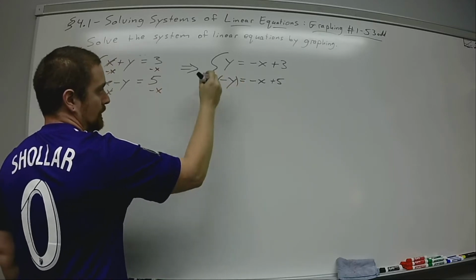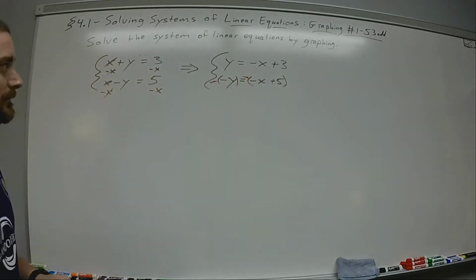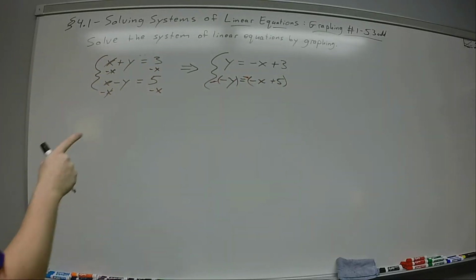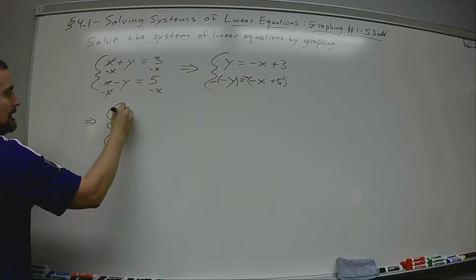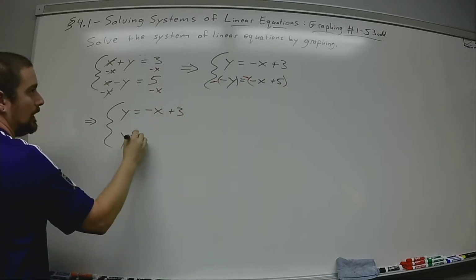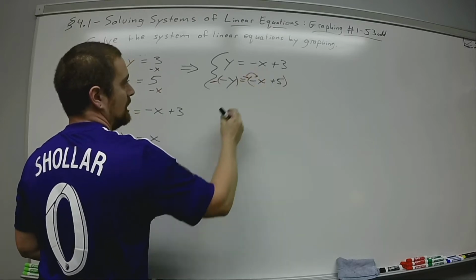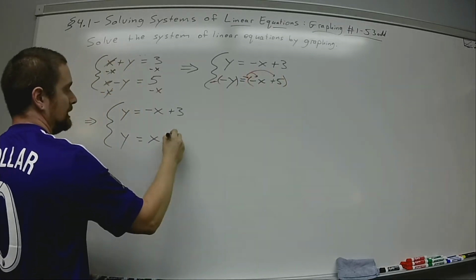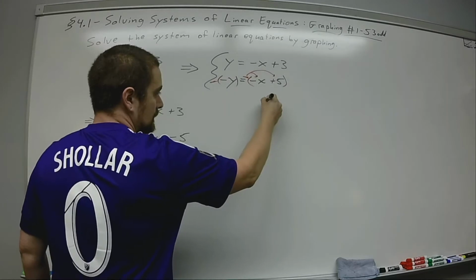So I'm going to multiply the left and the right by another negative in order to get that negative on the left-hand side to cancel out, so that I do have y equals negative x plus 3 and y equals x, because negative times negative is positive, minus 5, because I'm distributing that negative. So these are the two linear equations that I want to graph.